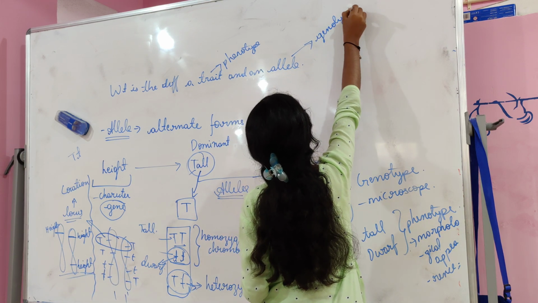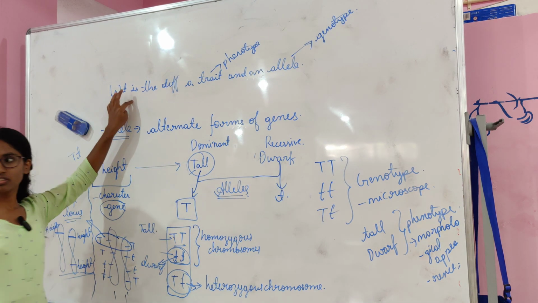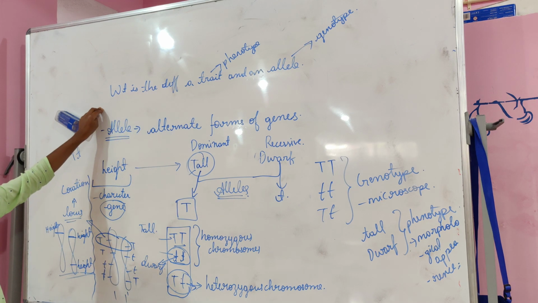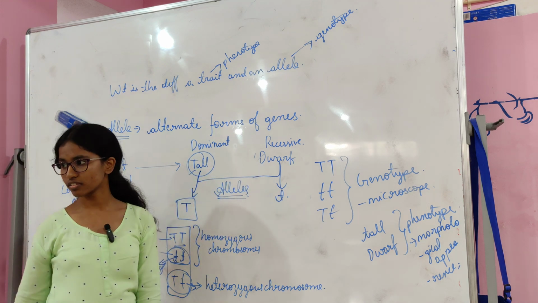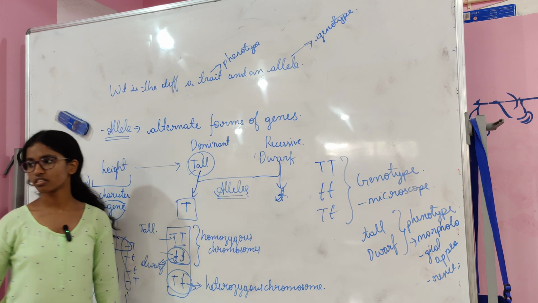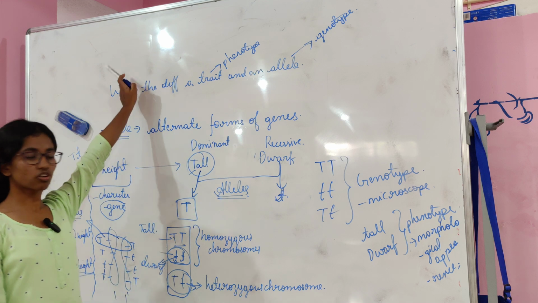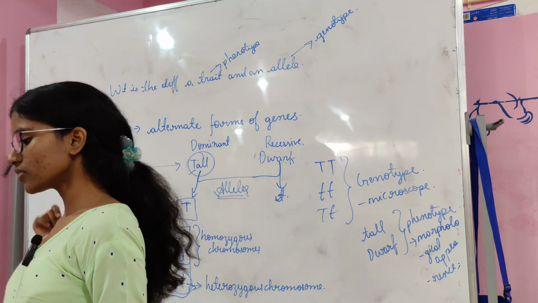You understood the difference? People get confused way too much in this question. Don't hold it. Trait is phenotype, allele is genotype. Allele is tall. So these are different forms of alleles. That is why I wrote T and T. Got it. Okay? You understand? People get lots of doubts in this question. Don't get confused in that.